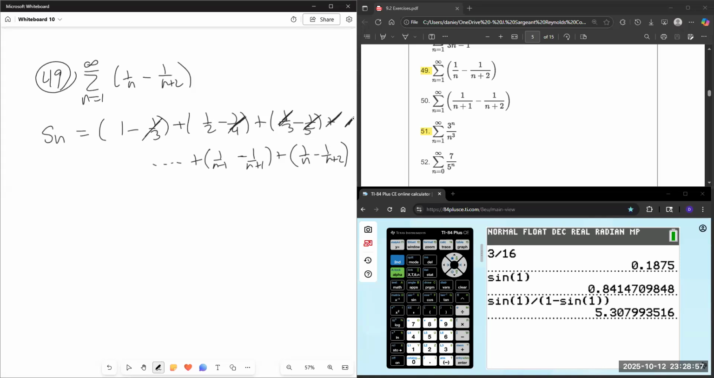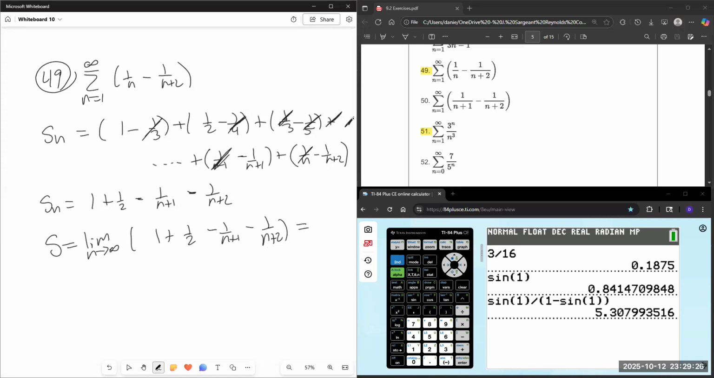I have two terms on the left-hand side, so I'll be left with two terms on the right-hand side to match up with them, and my Sn is going to be 1 plus 1/2 minus 1 over n plus 1 minus 1 over n plus 2. So my S is going to be the limit as n goes to infinity of 1 plus a half minus 1 over n plus 1 minus 1 over n plus 2, which is equal to 1 plus a half, which is 3/2. The other ones go to 0. And it converges.